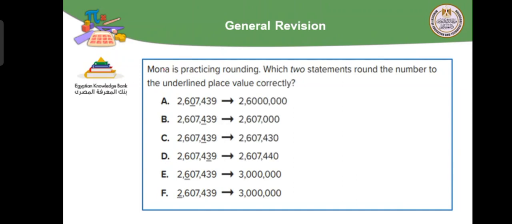Then, Mona is practicing rounding. Rounding means estimation. Okay? Which two statements? Here, he asked about what? Two statements, not one only. Round the number to the underlined place value correctly. Remember together, how can we make rounding? Rounding refers to what or depends on what?